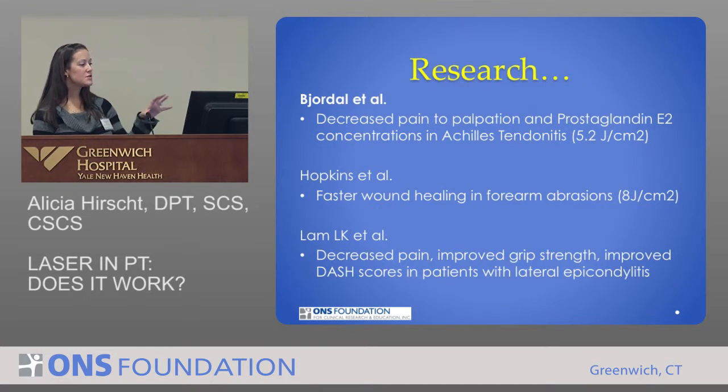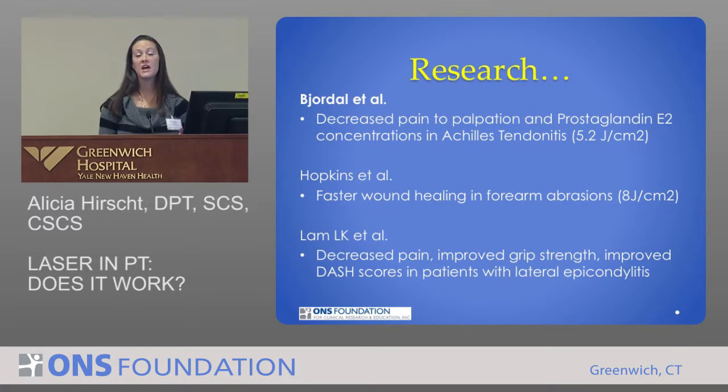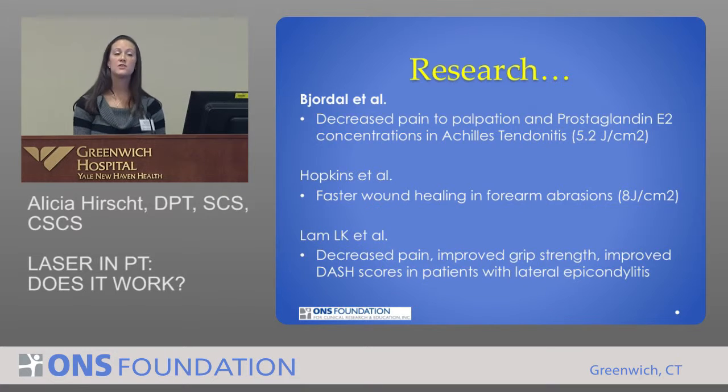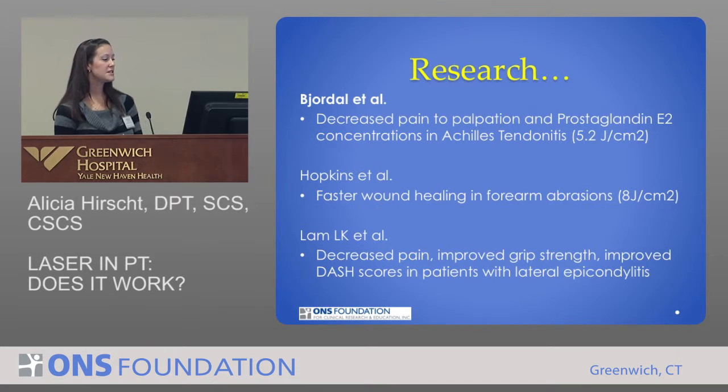So I wanted to go through some research, but all of these references are mentioned in that previous reference, S. Tumilty. So, decreased pain to palpation and prostaglandin E2 concentrations in Achilles tendonitis. This was studied both in human and animal studies, but more importantly, for those of you who actually have a low-level laser machine in your clinic, the dosage was 5.2 joules per centimeter squared, because that's one of the biggest questions. If you actually have either an LED or a laser machine or a combination of LED and laser, what do you do with it? How do you use it on these tendinopathies?